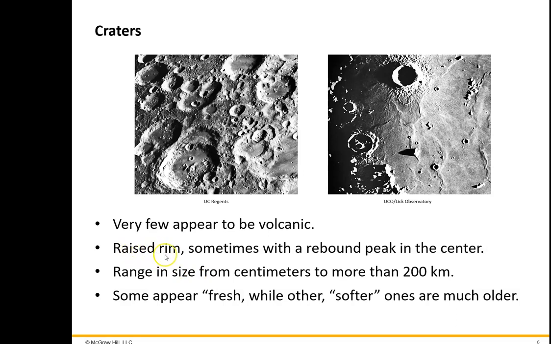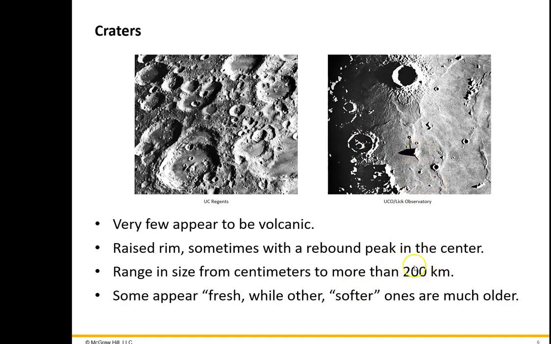Sometimes we see these rims that are raised up a little bit. It depends on how the impactor hit the moon. Sometimes they hit direct, coming straight down. Sometimes they hit at a glancing angle, and it just changes the shape of the craters. They range in size from some that are smaller than centimeters to some that are greater than 200 kilometers.